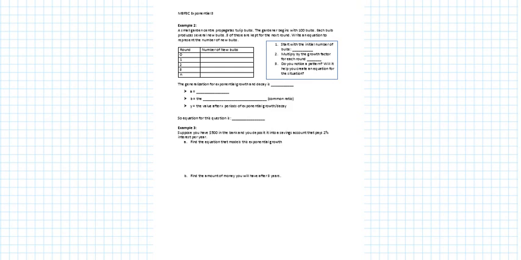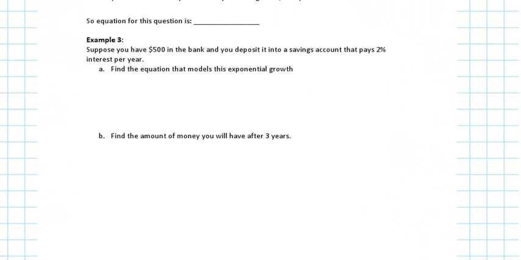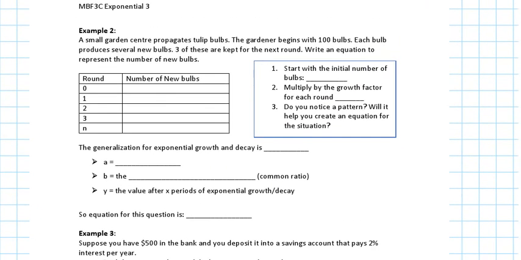Let's look at this example. A small garden center propagates tulip bulbs. The gardener begins with 100 bulbs. Each bulb produces several new bulbs. 3 of these are kept for the next round. So each bulb is going to produce how many bulbs? 3, right? Because they're going to produce more than 3, but we're only going to keep 3 for each one. Okay? So for each one bulb we're going to keep 3.